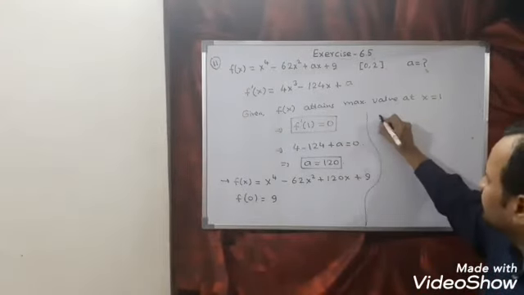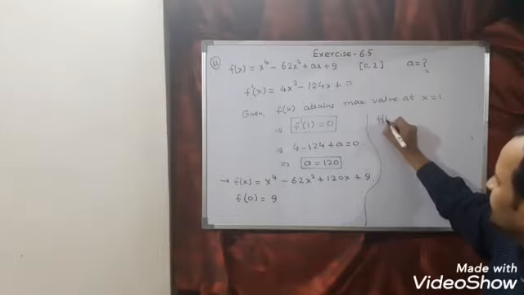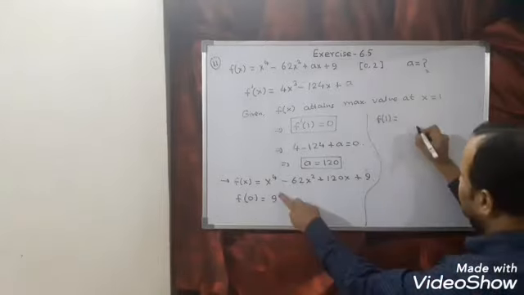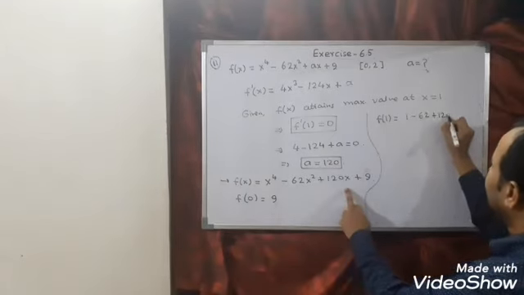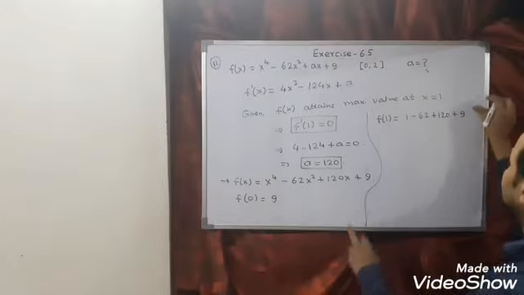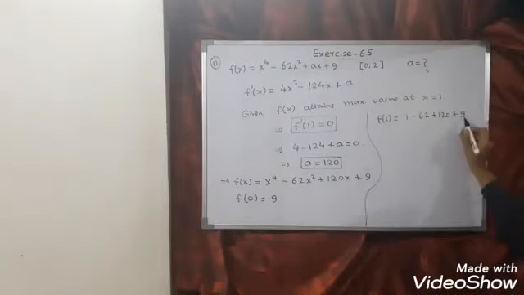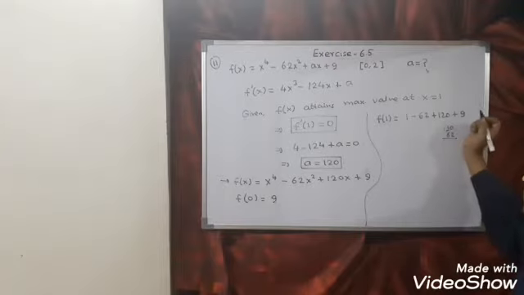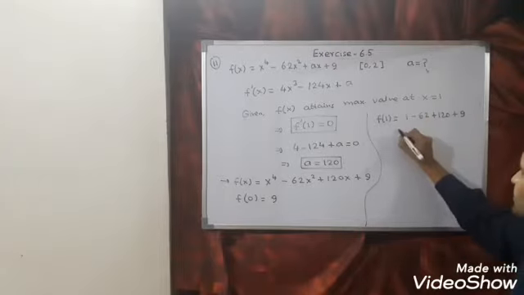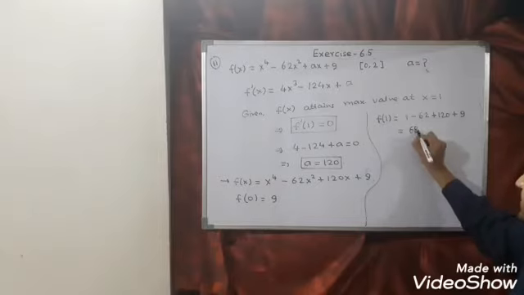Next, calculate f of 1. So here I can say f of 1 is equal to 1 minus 62 plus 120 plus 9. Now see here: 9 plus 1 is 10, 10 plus 120 is 130, minus 62 gives 68. So this value is equal to 68.